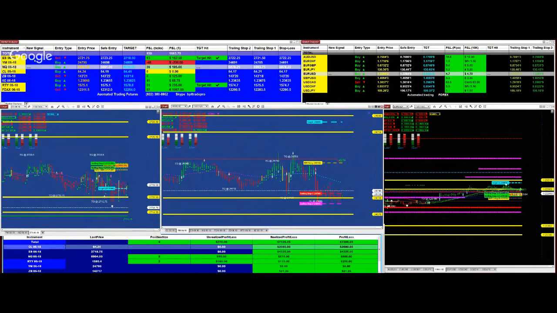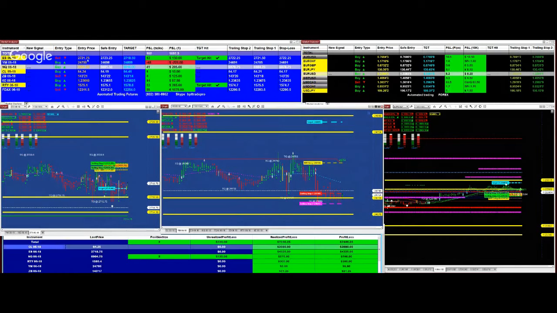What you have here on the top is a market analyzer. It gives you the new signal, direction, entry type, whether it's short or long. And then we give you the entry price. As an example, we have an ES 2721.75. This is the entry.